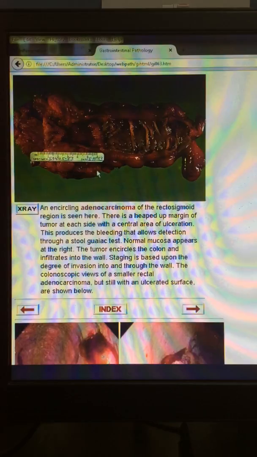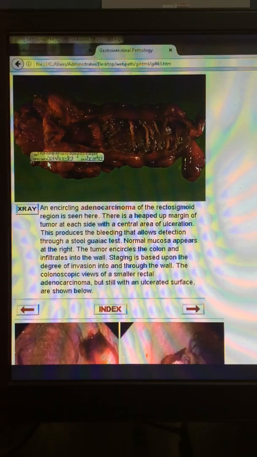This is an example of rectosigmoid carcinoma. This part represents a normal rectosigmoid wall. The mucosa is glistening and the mucosal surface is unremarkable for any lesion, but there is an interruption with an infiltrative circumferential mass with elevated or raised margin. It is an ulcerating infiltrative tumor.